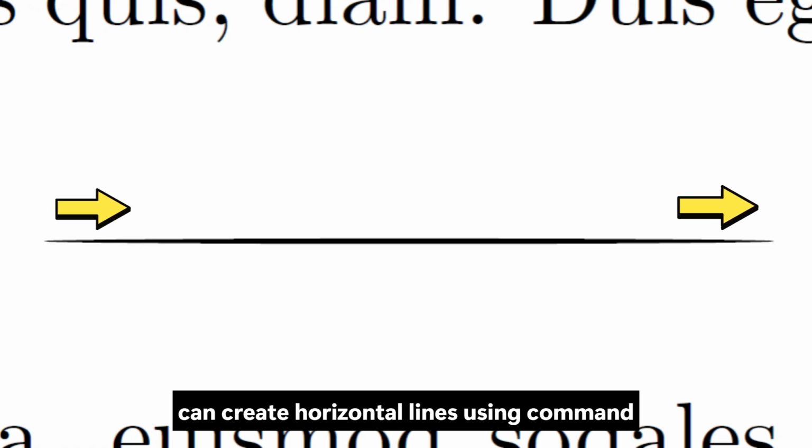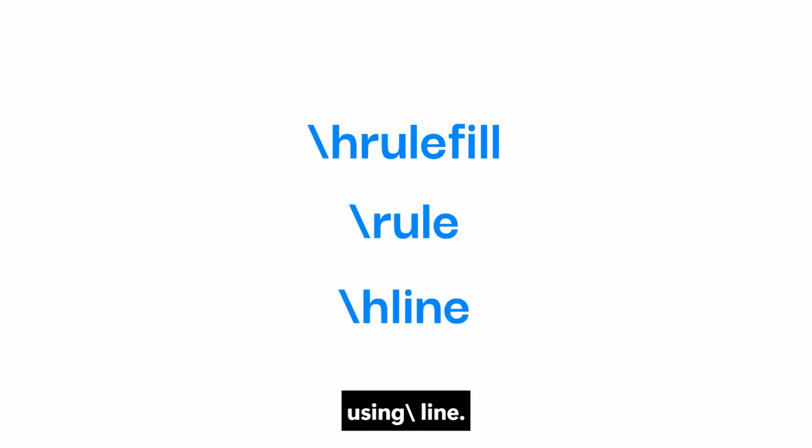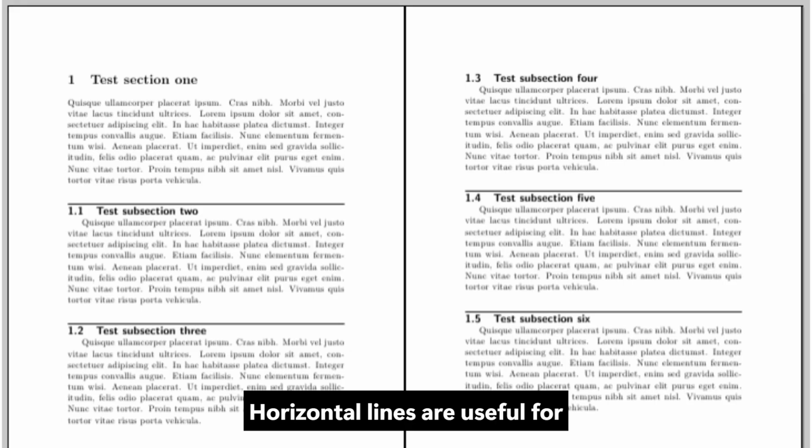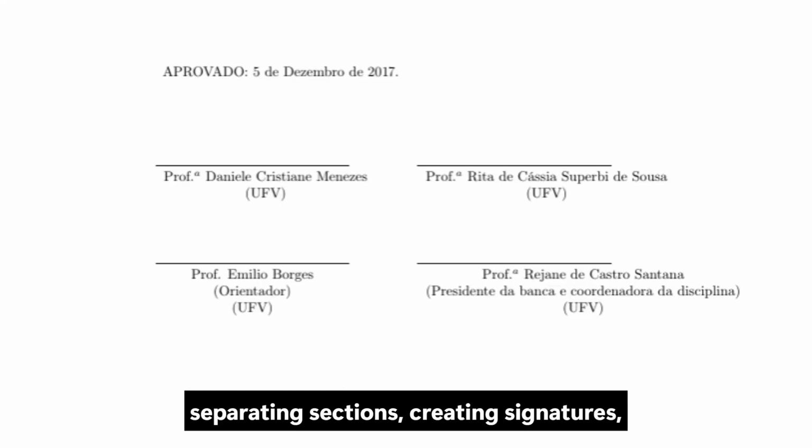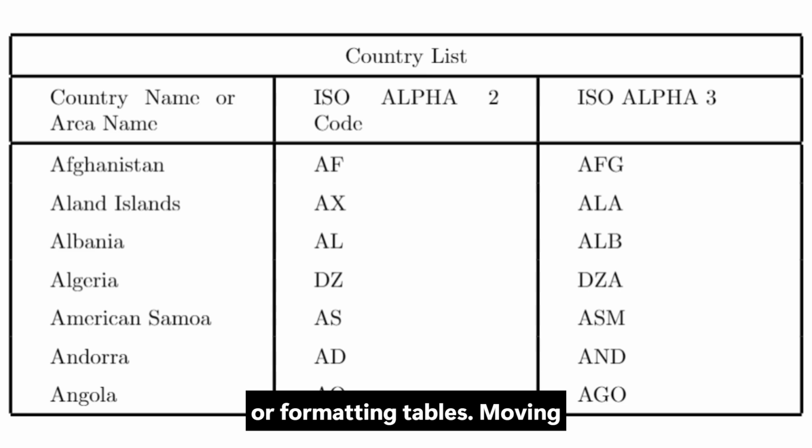In LaTeX, we can create horizontal lines using commands like \hrulefill, \rule, or by using \hline. Horizontal lines are useful for separating sections, creating signatures, or formatting tables.